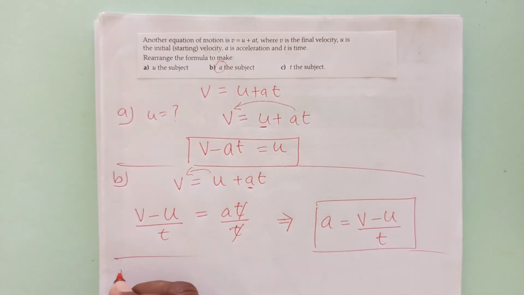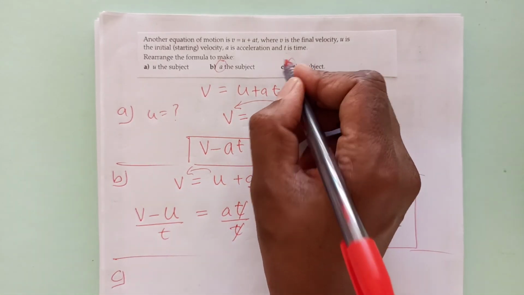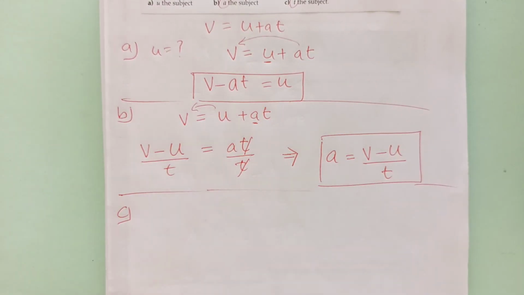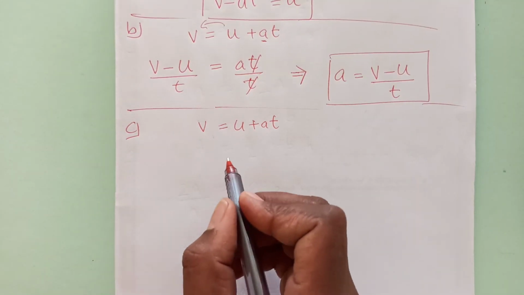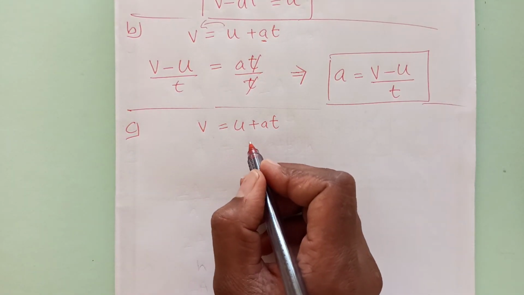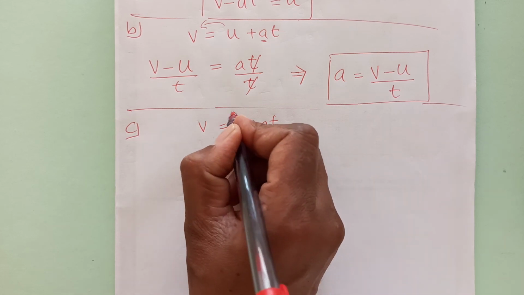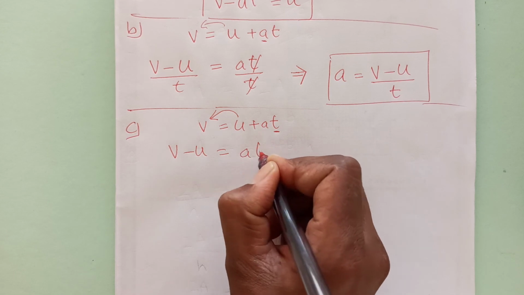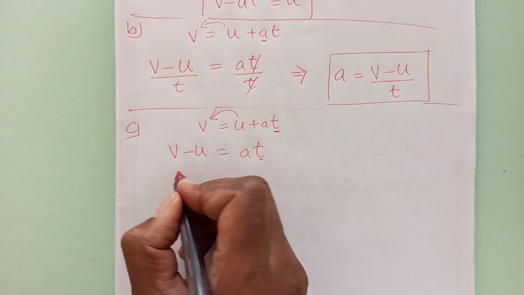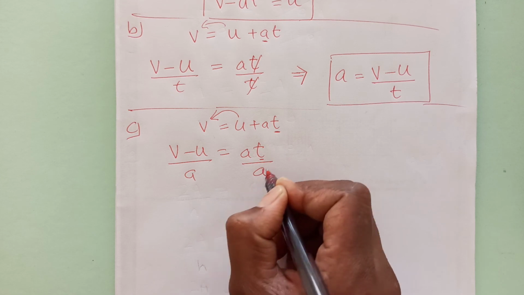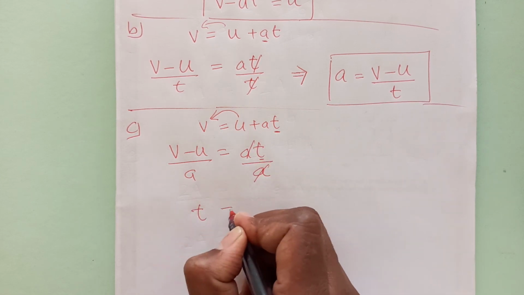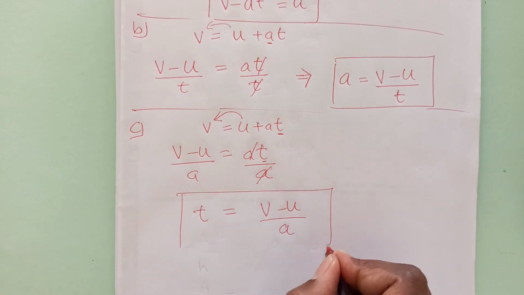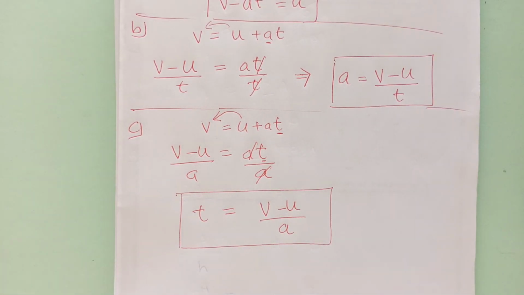That's it. Then part C. We need to make T the subject. So we'll start with the original equation. We need T the subject. So shift U. It is V minus U equals AT. Then we just need T here. Divide by A, divide by A. So this can be cancelled. So we are left with T equals V minus U over A. That's the final answer.